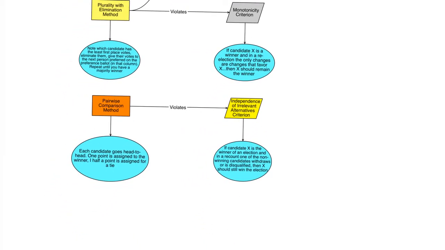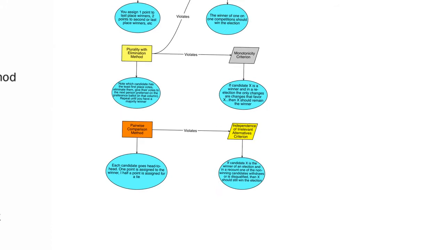The pairwise comparison method violates the independence of irrelevant alternatives criterion. And when I say violates, again, I want to stress that it could violate. It doesn't always violate it, but it could violate it. And a quick review, pairwise comparison method is when you have each candidate go head-to-head, and 1 point is assigned to the winner, a half a point is assigned to a tie. And the independence of irrelevant alternatives criterion is such that if a candidate X is the winner of an election and in a recount one of the non-winning candidates withdraws or is disqualified, then X should still win the election.